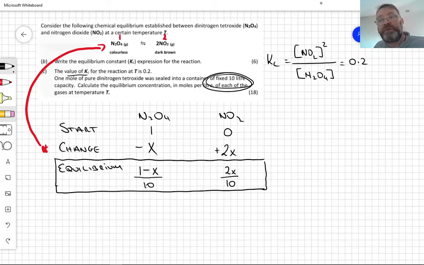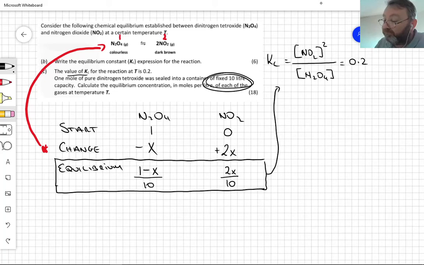So you don't have to worry about the size of the container if the volumes on both sides are the same. Okay? Keep that in mind for maybe some questions that are on later on. However, in this case, we've got 1 volume on the left-hand side, 2 volumes on the right-hand side, so we've got to divide by 10. So we divide by 10, and we then take these concentrations back up to Kc.